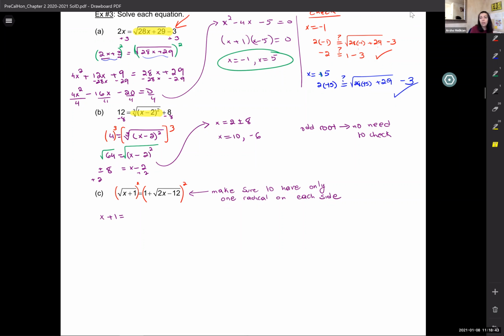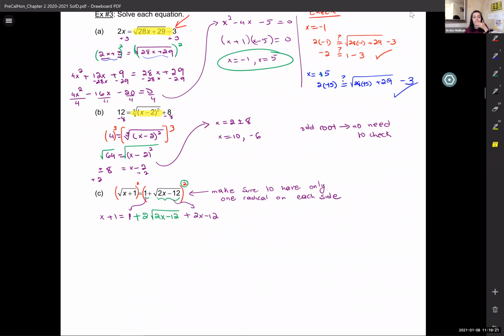This is a plus b squared. So I'm going to get 3 terms when I square, right? So what I do is this. Square the first term, you get 1. Now, the middle term is going to be plus 2 times the root times the 1. So 2 root 2x minus 12, plus square the last term, 2x minus 12.